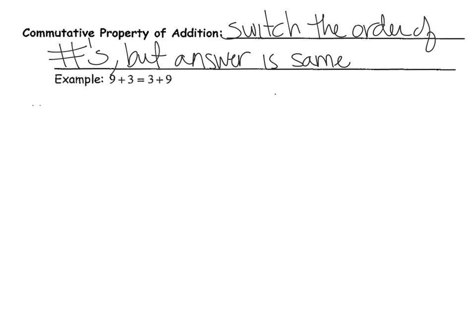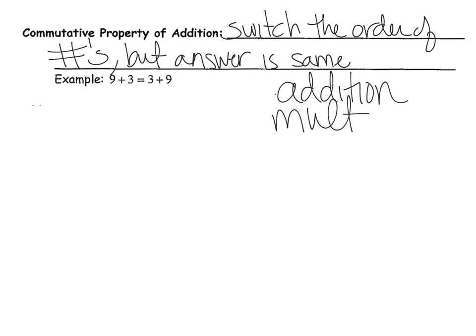Commutative property can work with addition and with multiplication. The order doesn't change the answer. The example that I gave, I'm going to get that 12 equals 12. Works with multiplying too. I could do that 6 times 4 equals 4 times 6. Switch the order, but I still get the same answer. 24 equals 24.